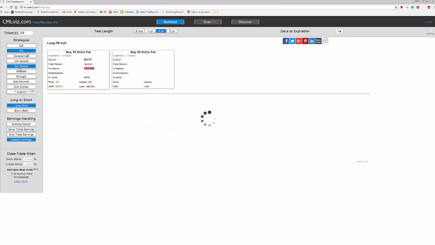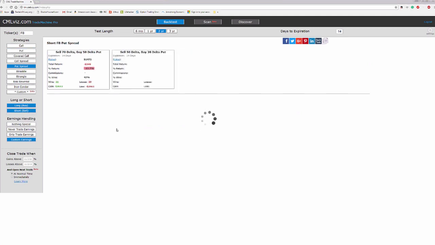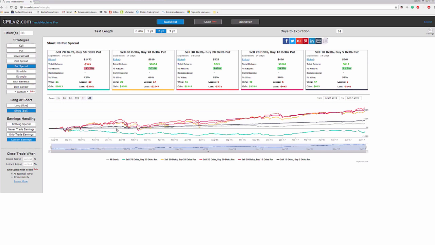Or what if we sold put spreads instead? What's cool about this is that you can just see what works and what doesn't work within a span of time over the course of 6 months, 1 year, 2 years, etc. And it's magical.